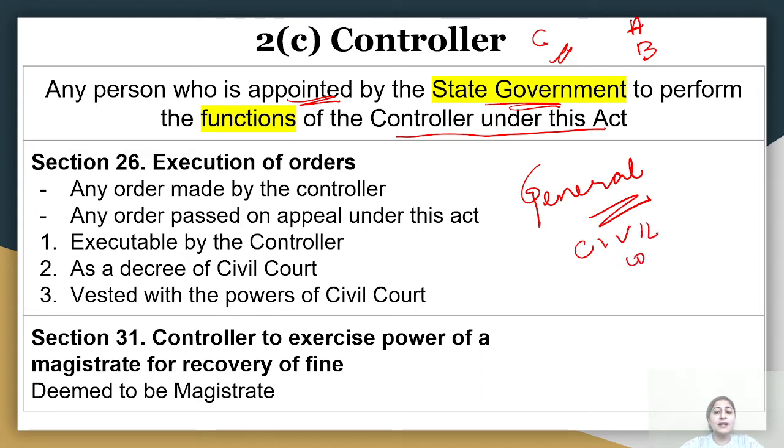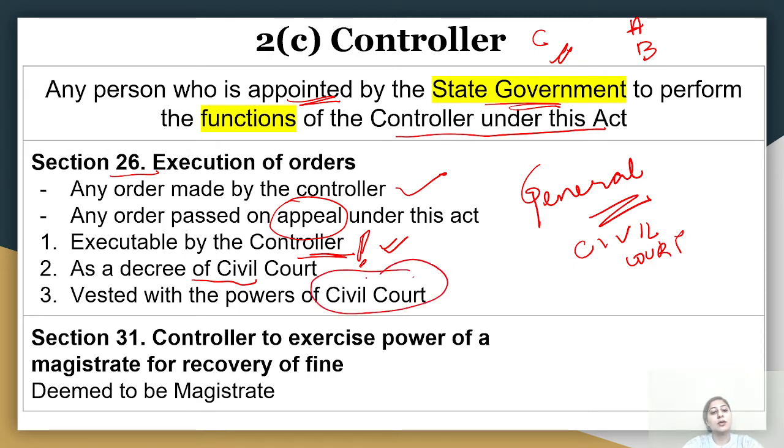And where is this provided? It is provided to us in section 26, whereby we read that in case of any execution of order, चाहे ये order controller ने खुद पास करा हो या फिर अपील में ये order पास आया हो, this order will be executable by whom? It will be executable by the controller itself. So this is very important for you to note down. Now, this order that is passed, it will amount to be a decree of a civil court, right? Since it is a decree of a civil court, thereby our controller is vested with the power of the civil court. This is the general rule.